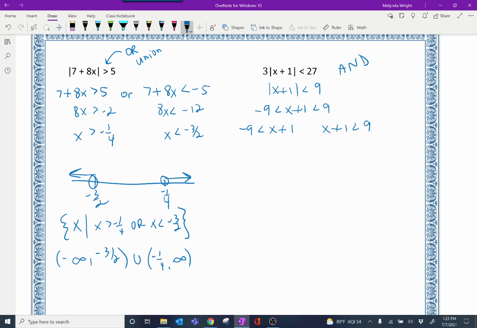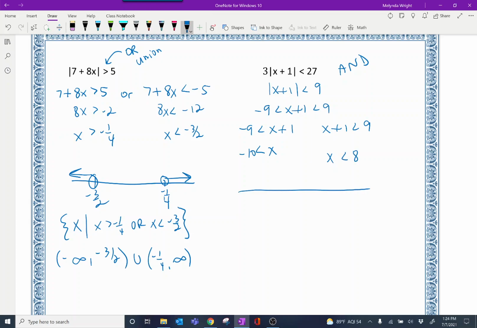I like writing these, separating them into two inequalities. There are ways to do this without having to separate them. That's just a choice, but I just want to separate them. It's easier. Move the 1 over. I have x is larger than -10. Move that 1 over to the right, and I have x is smaller than 8.